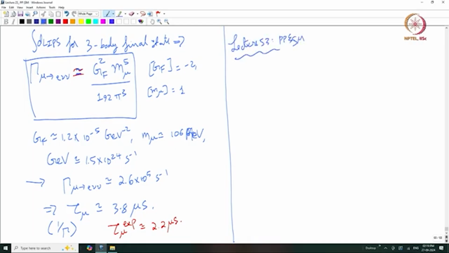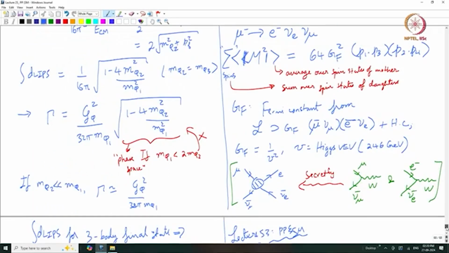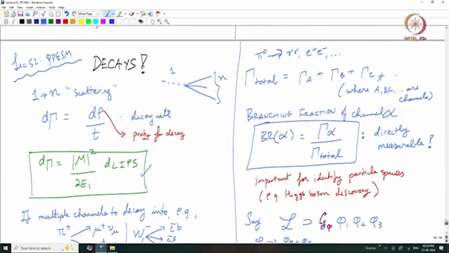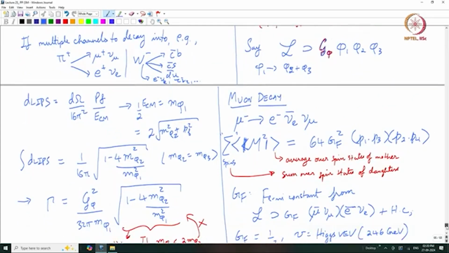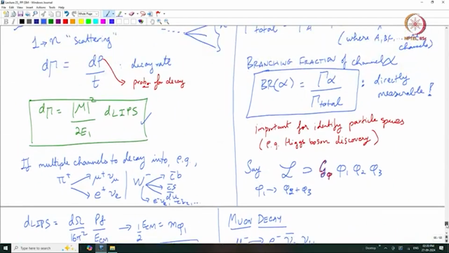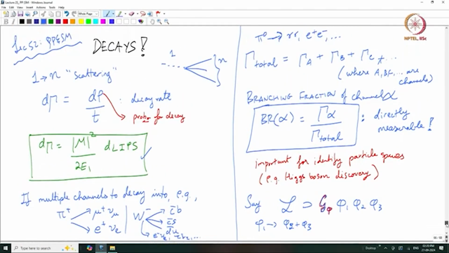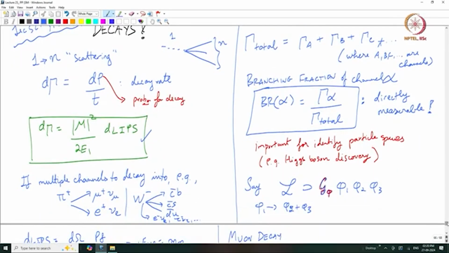and last time we started studying the phenomenon of decays, right, which we saw could just be thought of as 1 to n scattering as far as getting the expression for the rate goes from the amplitude and the Lorentz invariant phase space, right. And from there on we thought about various channels of decay, and that gave rise to the notion of branching fraction, and we saw that the branching fraction could be the unique identifier of a particle, which is just how the Higgs boson was discovered recently, right.